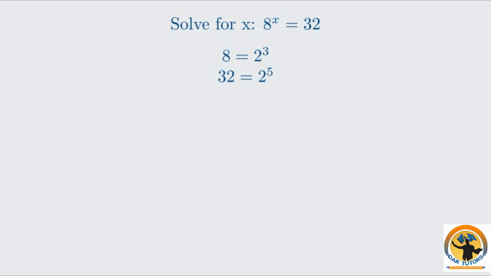Now we can substitute these into our original equation. This gives us 2 cubed all to the power of x equals 2 to the 5th. Using the power rule on the left side, we multiply the exponents. This simplifies to 2 to the power of 3x equals 2 to the 5th. Now since the bases are the same, the exponents must also be equal. This is a key property of exponential functions. So we can set the exponents equal to each other. 3x equals 5. Solving for x, we find that x equals 5/3.